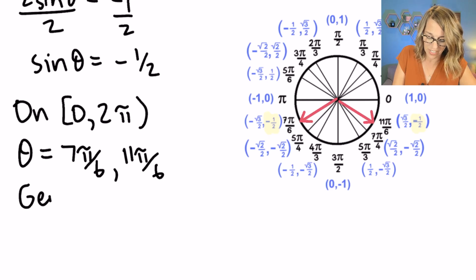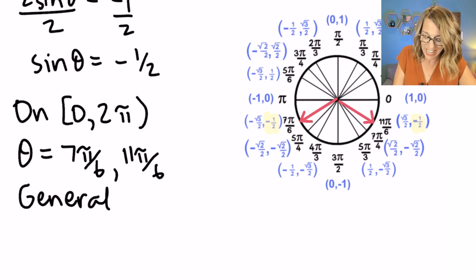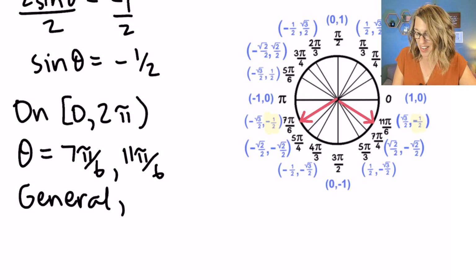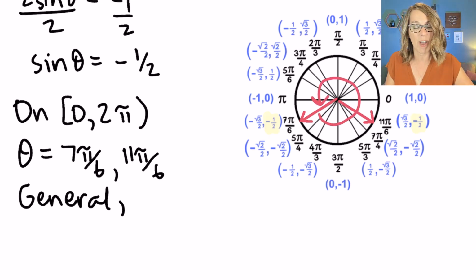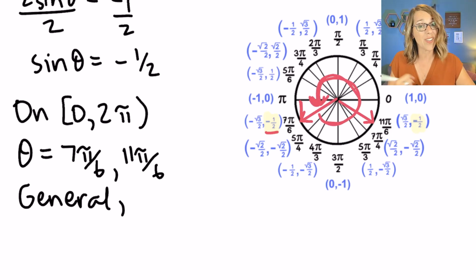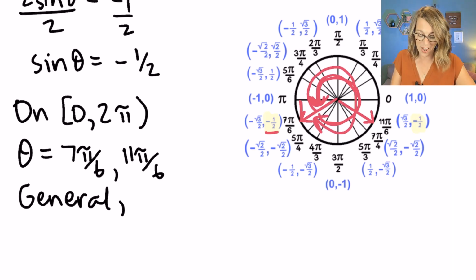Now I also want all solutions, or my general solution. So my general solution is going to have infinitely many answers, and that's because I can take either of these landing places, either of these angles, and travel another full rotation, another 2 pi, to land on the same place and to land again where that y value is a -1/2. I can do that twice. I can do 2 pi 3 times. I can do 2 pi a negative amount.